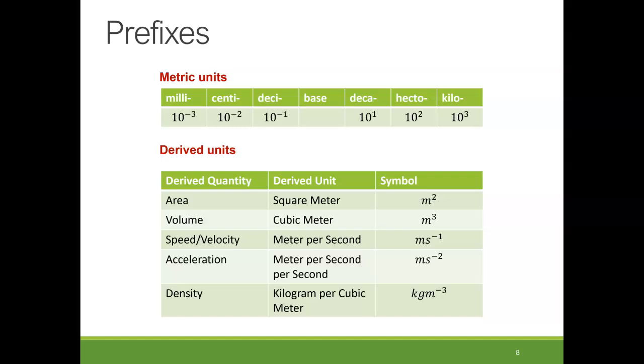Anybody with questions on the metric system? I think it's probably been covered to death in your science classes to this point. I'm just kind of cruising through.